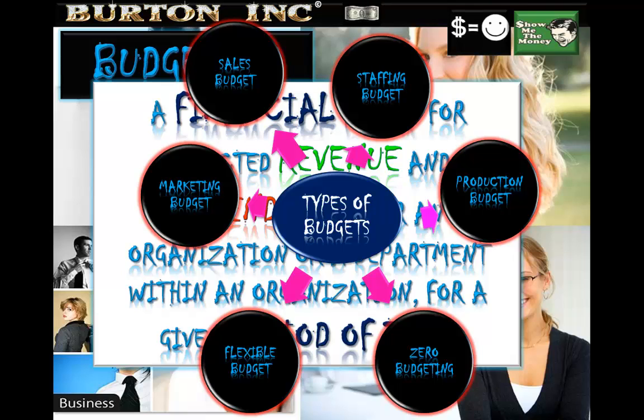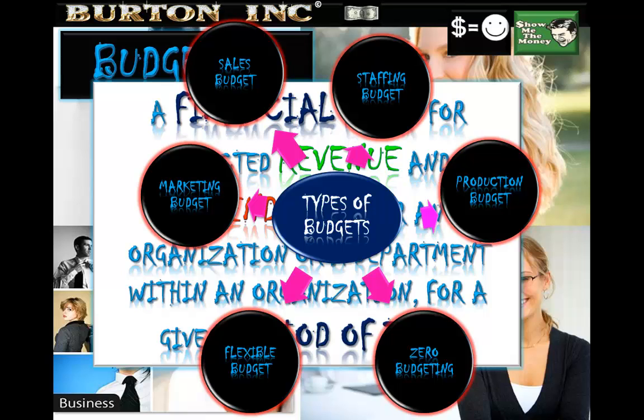Staffing. Now this financial plan translates to the monetary costs of staff that are required throughout the organization for the next 12 months. It's going to set a limit in terms of the number of staff and the overall cost of labor.